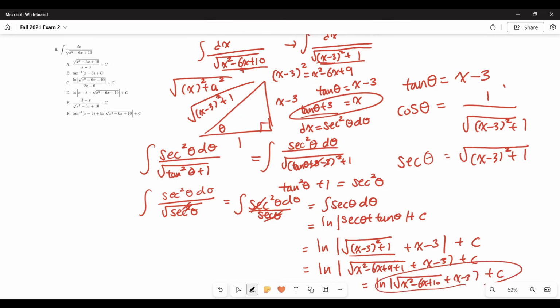So which answer choice has the exact same form? Which is D, right? So the answer for this question is D.